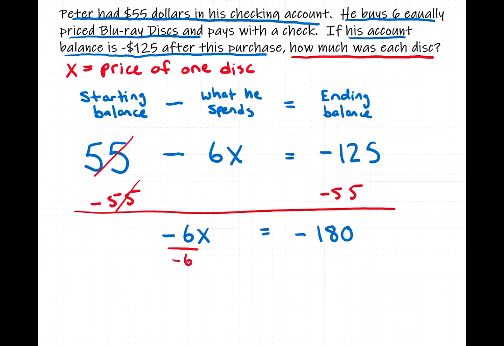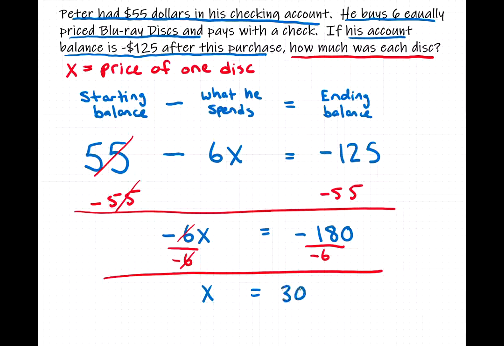And to solve for x, we have negative 6 times x, so let's get rid of that negative 6 by dividing both sides by negative 6. So the times negative 6 and the divide by negative 6 cancel, and we've solved for x, which is equal to negative 180 divided by negative 6. The two negatives cancel, and 180 divided by 6 is 30. So we could say each disc costs $30.